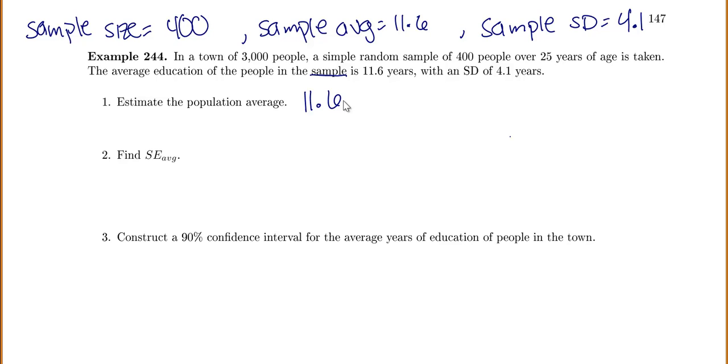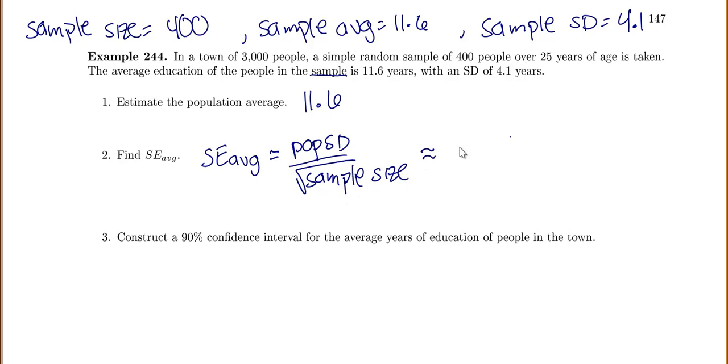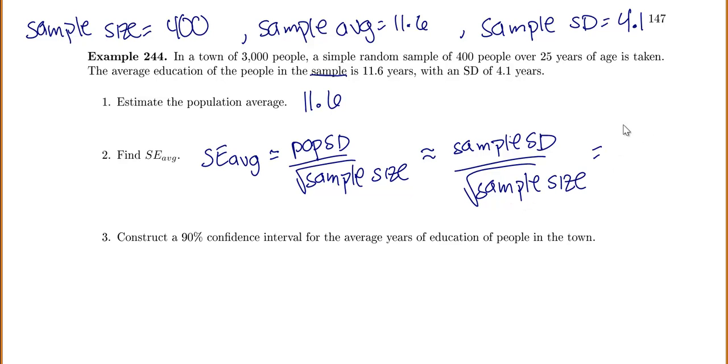Now find the standard error. The standard error of the average is equal to your population SD over the square root of the sample size, which is approximately your sample SD over the square root of the sample size. My sample SD is 4.1, divided by the square root of my sample size, which is 400, which gives me 0.2.